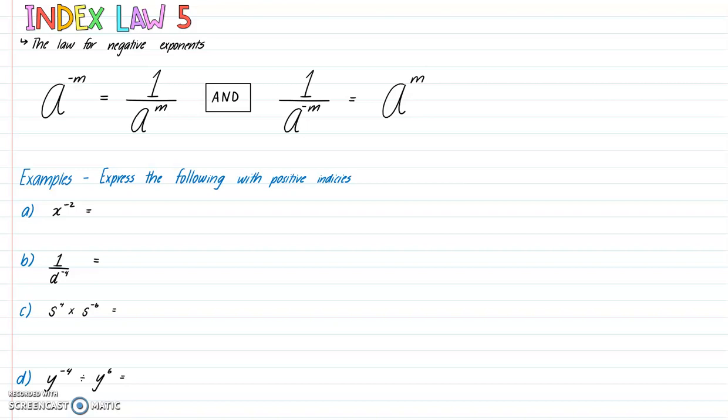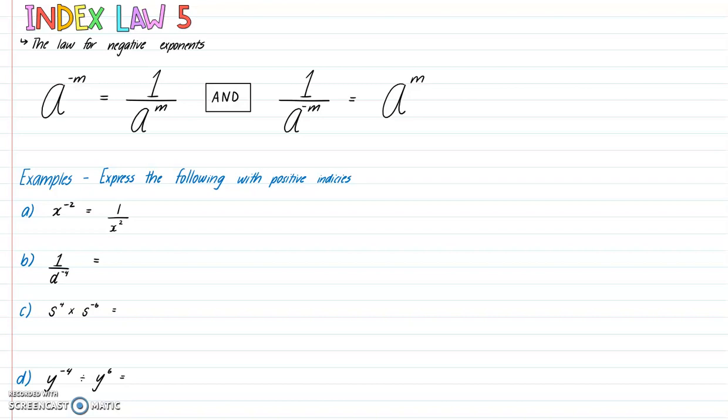So the instruction is to express the following with positive indices. And the reason we do express with positive indices is just because it looks nicer. No one likes negatives. Okay, if we have x to the power of negative 2, we know that we don't want the negative 2 there. So we're going to take the whole thing to the bottom, and we're going to get rid of the negative. So it'll be 1 over x squared.